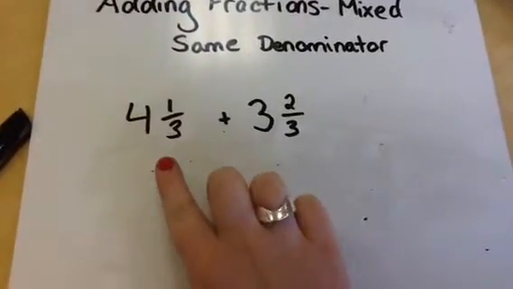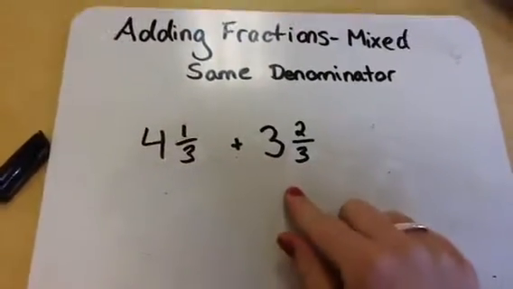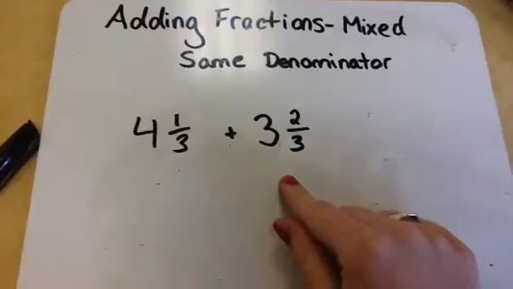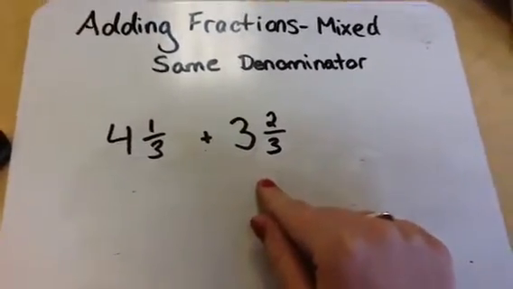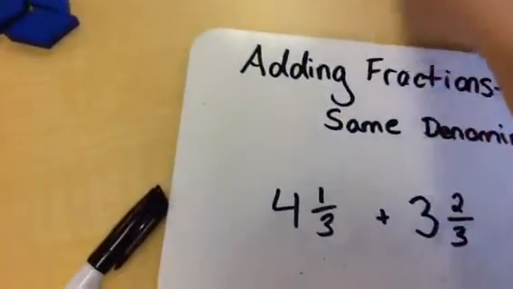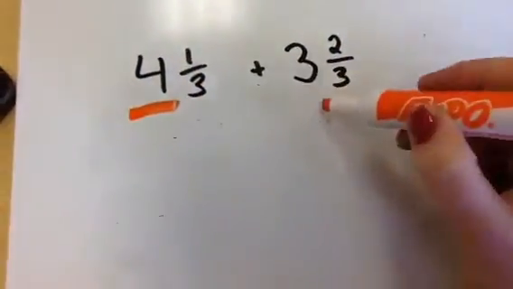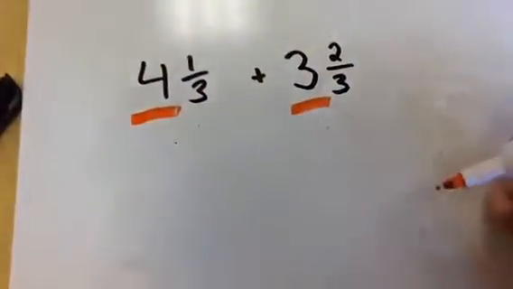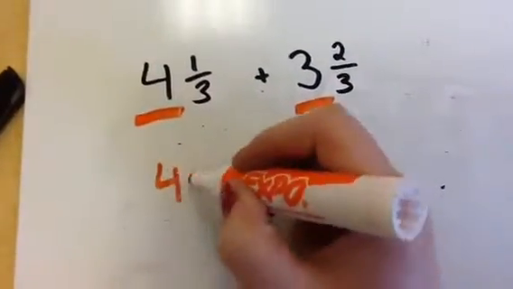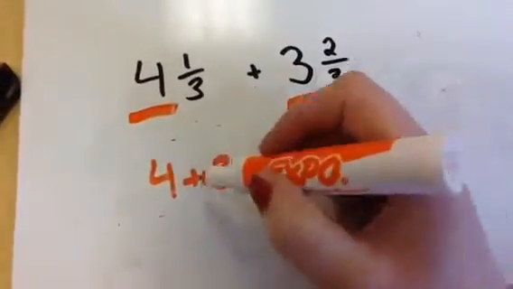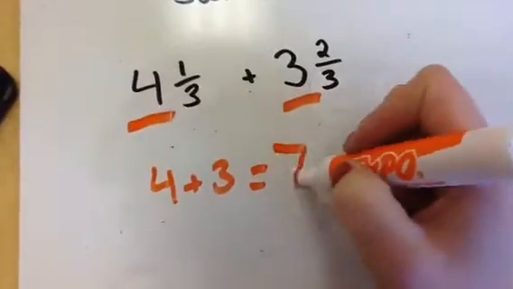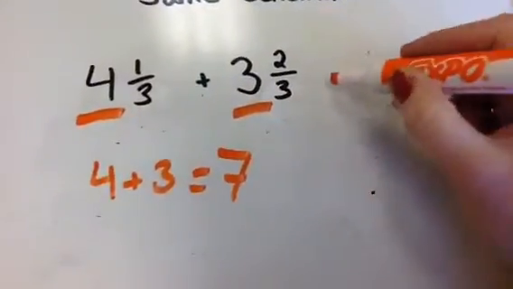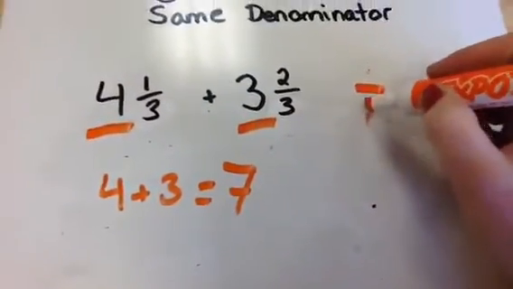The next thing we're going to talk about is adding fractions with the same denominator that are mixed. So as you can see, I have 4 and 1/3 and 3 and 2/3. How I'm going to add these together is first I'm just going to look at my whole numbers. So that's 4 and 3. I'm going to add 4 plus 3, and that's going to give me 7 wholes. So I'm going to put my 7 right there.